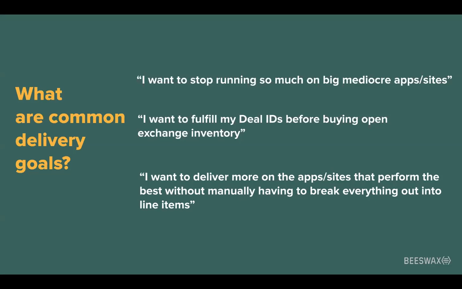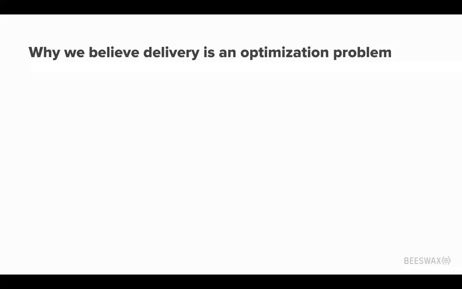Another one that's more performance oriented is the corollary to the first one, which is I actually want to deliver more on the apps and sites that are performing best, but I don't want to do that manually because manual is an operational overhead and it's suboptimal. And we'll actually go into why we think it's suboptimal a bit later. So these are a couple of common delivery goals. I would encourage you to think about what your delivery goals are as a business.